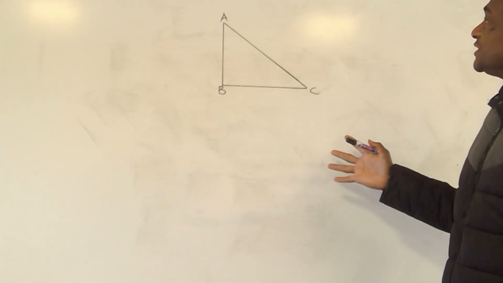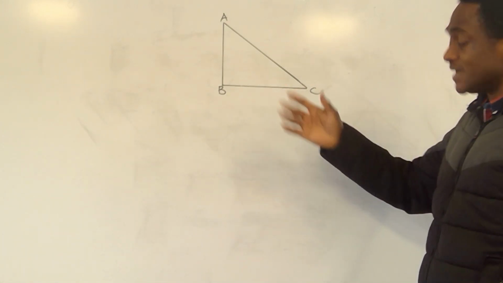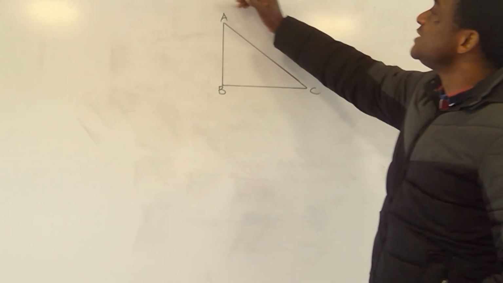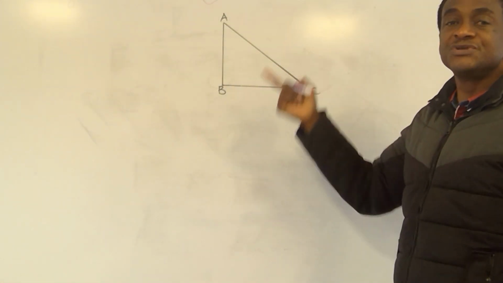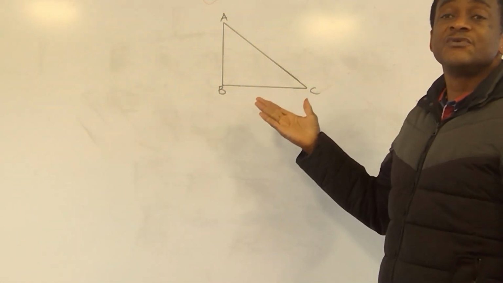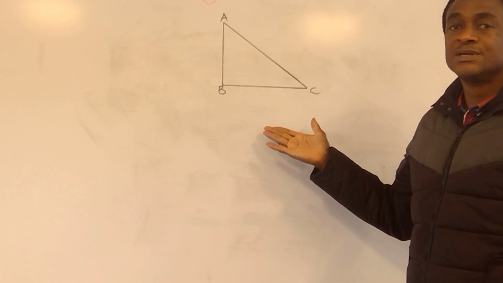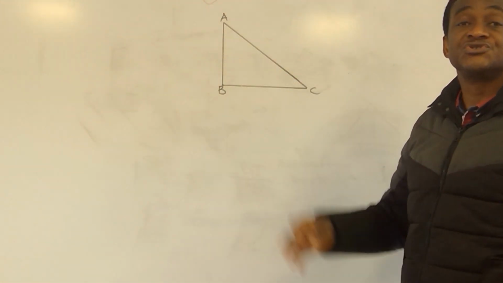Trigonometry. Trigonometry is the study of triangles. As the name implies, tri means three. Gono means geometry, in this case. It means the study of three-sided shapes, and the three-sided shape we know is what we call the triangle.